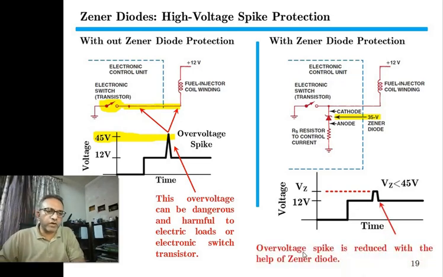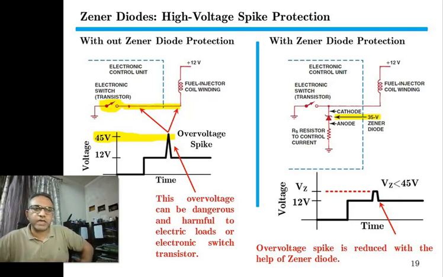The over voltage spike is reduced with the help of the Zener diode, and this has been done so that we save time. We do not waste the time of switching angles, we do not waste time of the fuel injector. So this was the application of Zener diode for automobile usages.